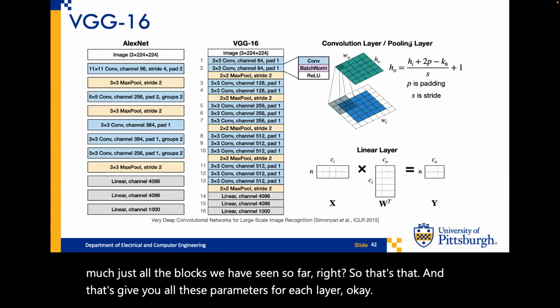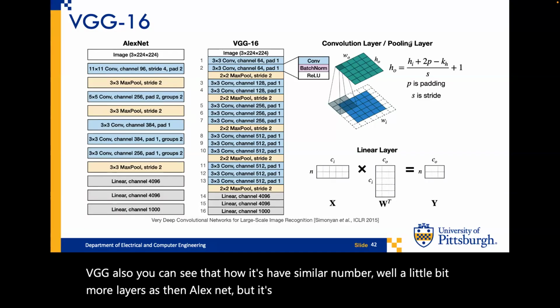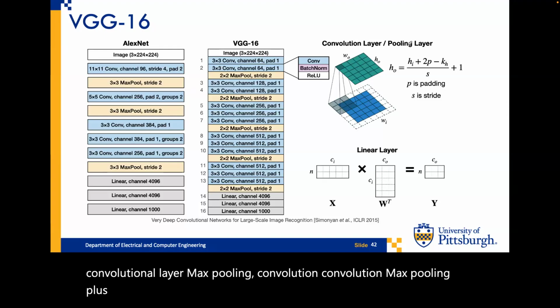VGG, you can also see it has a similar number of, well, a little bit more layers than AlexNet, but it's pretty much just a bunch of convolution layers, max pooling, convolution, max pooling, plus the fully connected layers.